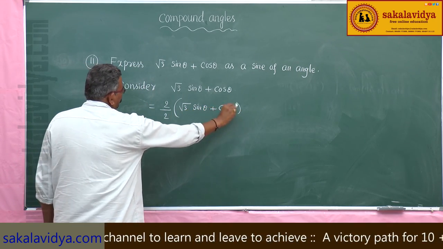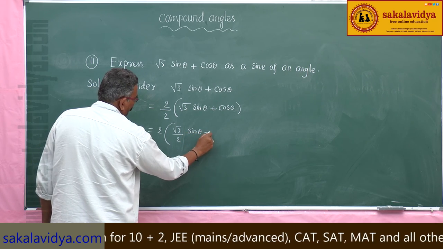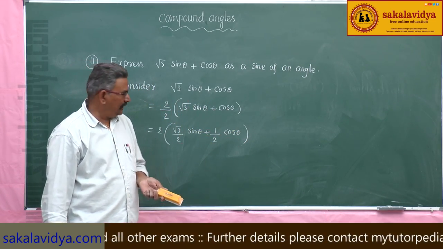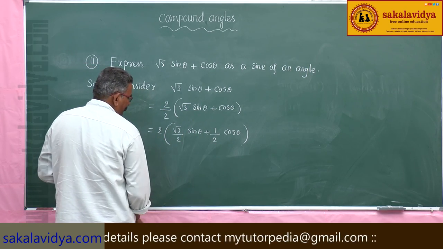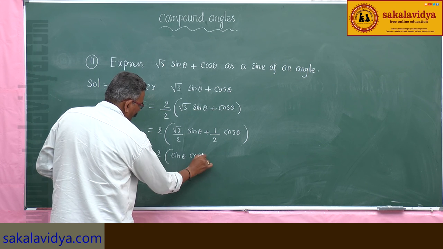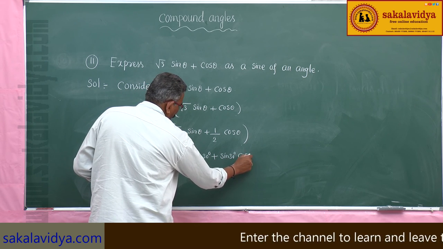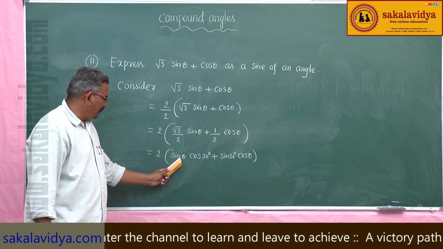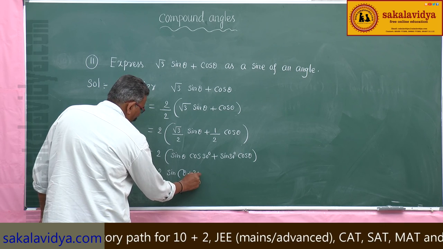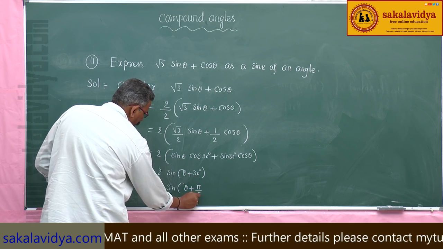Now multiply each term with 1 by 2. This can be written 2 times root 3 by 2 sin theta plus 1 by 2 cos theta. See, in order to express as a sine of angle, so this must be cos, this must be sine. So this can be written 2 of sin theta into cos 30 degrees plus, this is sin 30 cos theta. How does it appear? It appears to be sin A cos B plus cos A sin B. So this is 2 of sin of theta plus 30 degrees. In radians also we can express 2 sin of theta plus 30 degrees, which is equivalent to 2 sin of theta plus pi by 6.